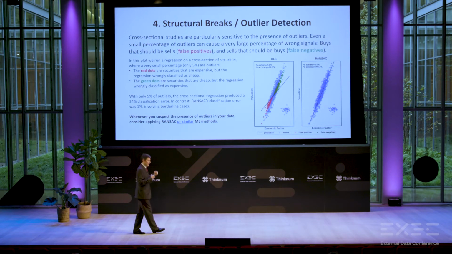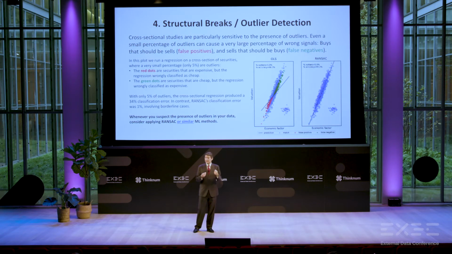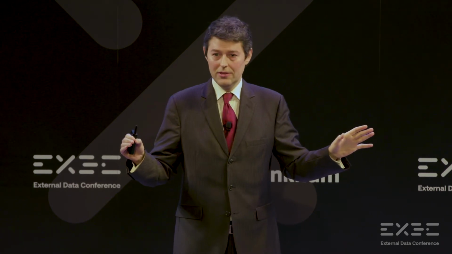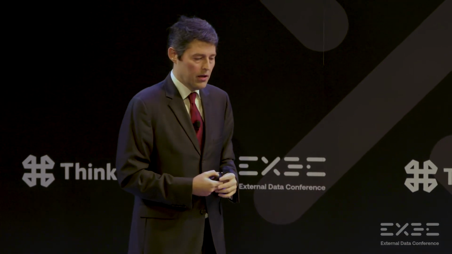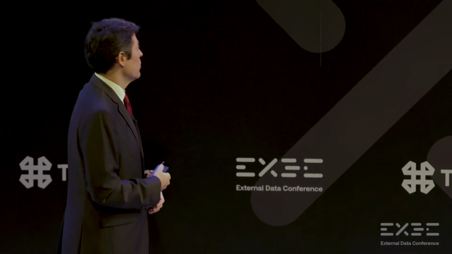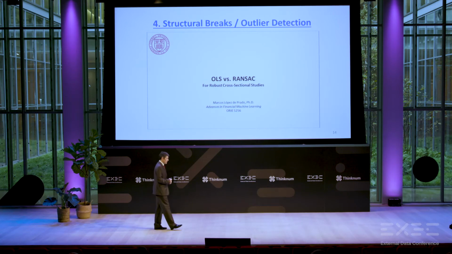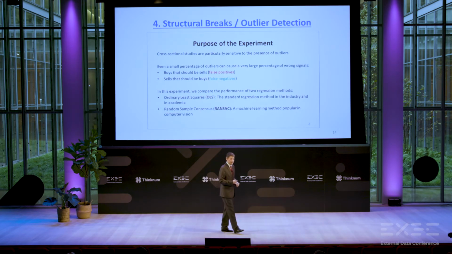That's why the identification of structural breaks and outlier detection is key. And this is a task where there is no alternative in the traditional textbook, in traditional methods. You need to use machine learning algorithms for doing this. For instance, what we can do is try a procedure called RANSAC. RANSAC is a machine learning algorithm that is used in the recognition of images, like photos.